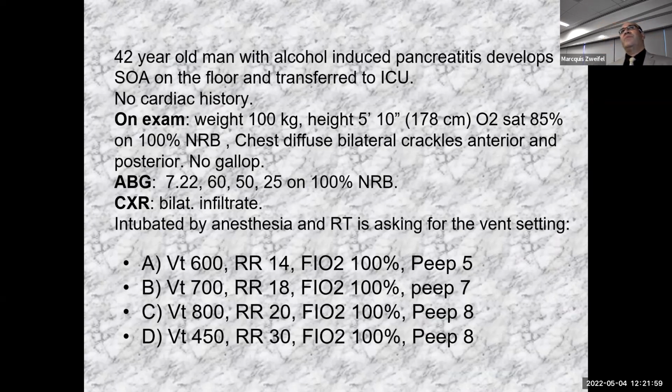No gallop on the heart. ABG, we now are familiar with the ABG. I will not say which is which. So 7.22, 60, 50, 25 on 100% non-rebreather. Chest X-ray shows bilateral infiltrates. He is intubated by anesthesia and RT is asking you for the vent settings. You have these options, A, B, C, and D. I'll give you a few seconds to tell me which option you will pick.